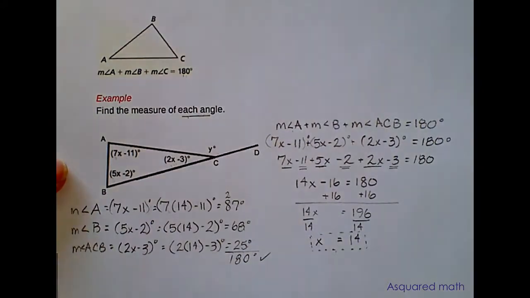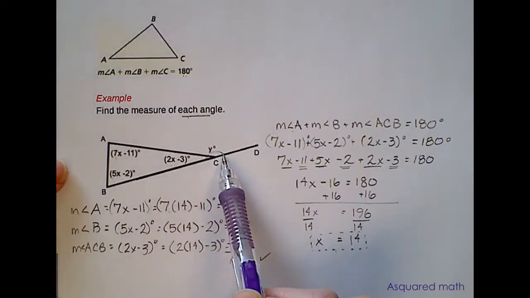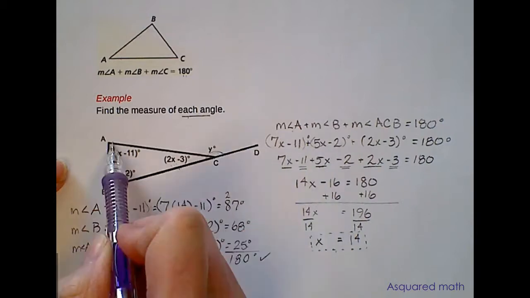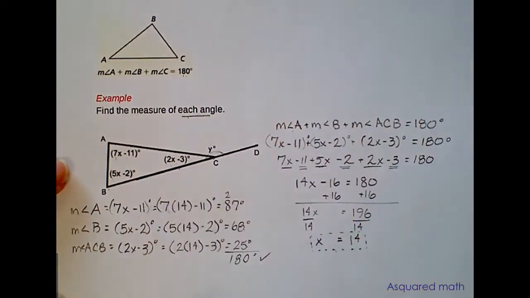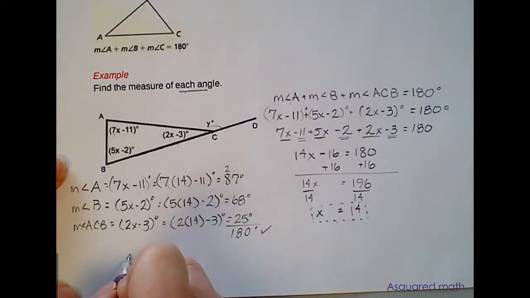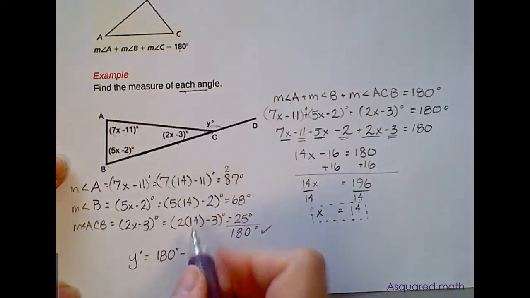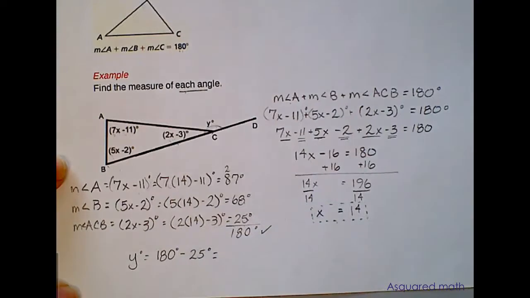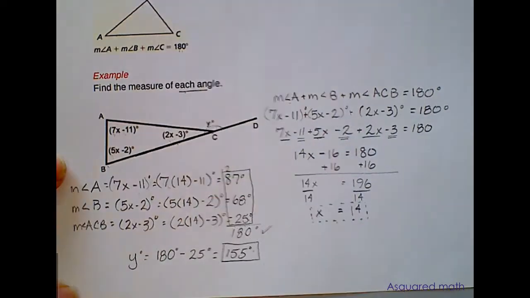Woohoo! The next thing we have to do is figure out this angle y. What is y? Well, we know y is a linear pair to angle ACB. So we want to take 180 degrees minus angle ACB. So y degrees equals 180 minus angle ACB was 25 degrees. And we will get 155 degrees for the measure of angle y. So these are our 4 angle measures.